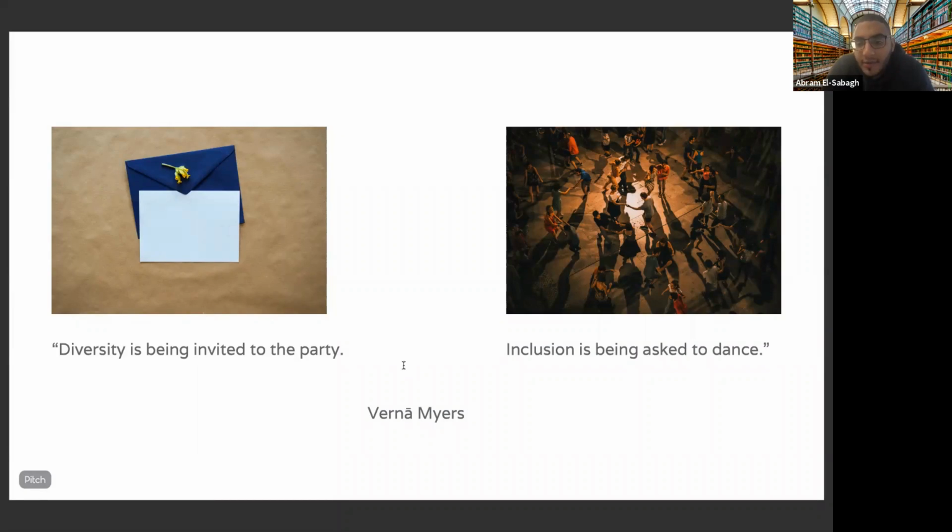Yeah, that's pretty interesting. Just thinking about visual facilitation as a way of doing that. One of the quotes I wanted to share with you is Werner Meyer's. I don't think I completely agree with it. I think it can be pushed a lot further, but the quote says, diversity is being invited to the party, inclusion is being asked to dance.